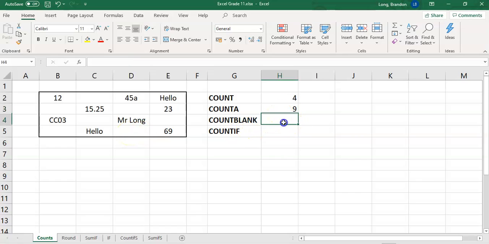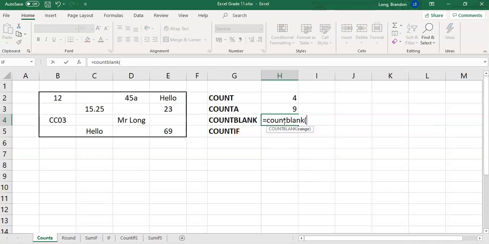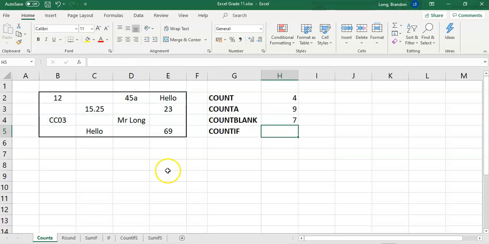Okay, COUNTBLANK. So let's look at COUNTBLANK. What does it say there? It counts the number of empty cells in the range. So now that we've deleted those spaces, now you can see all the cells that are empty. I'm going to select all of them. So what do you think your answer is going to be? See how many of those cells do not have anything in them. Got your answer? Is it 7? Well, it's 1, 2, 3, 4, 5, 6, 7.